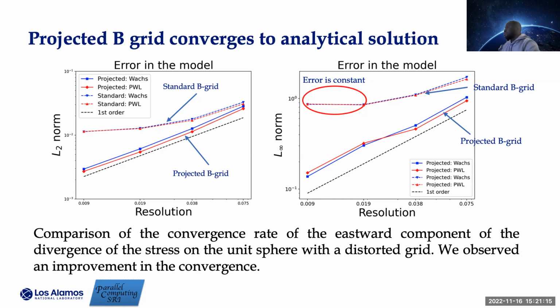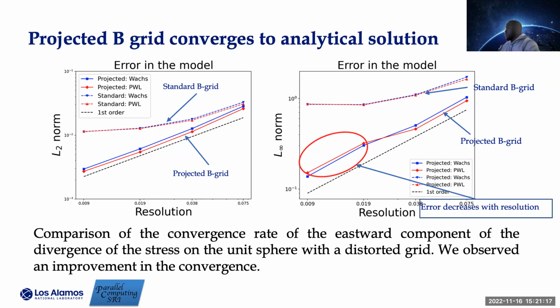But if you consider the projected approach, the error is decreasing, especially if you consider the L infinity norm here. You observe that for the last two resolutions, as we increase the resolution, the error decreases. And this is a very good improvement in the numerics over what we have been using so far in the model. We solved the numerics, which is fine, and we have an improvement in the model, which is fine.